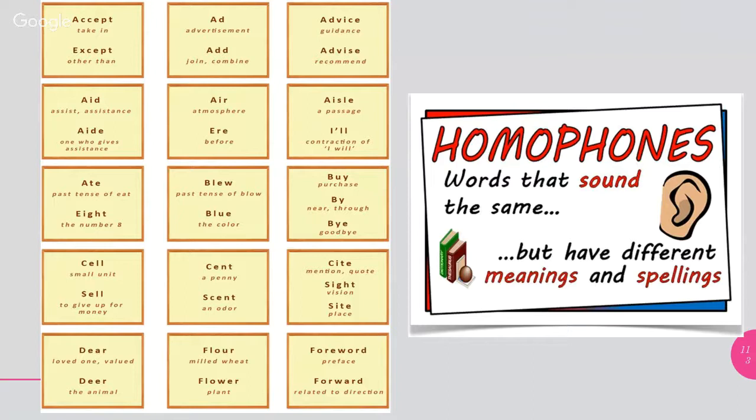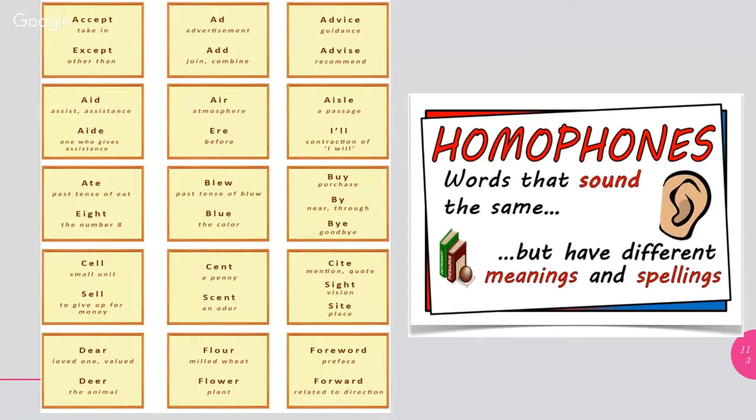Flower, milkweed. Flower is also a plant. Advice, guidance. Advice, recommend. Aisle, a passage. Aisle, I'll, a contraction of I will. Buy, B-U-Y, means to purchase. By, near or through, is a preposition. Bye, goodbye.